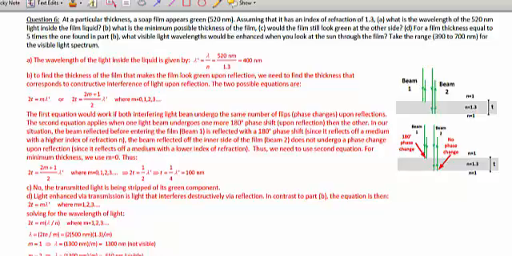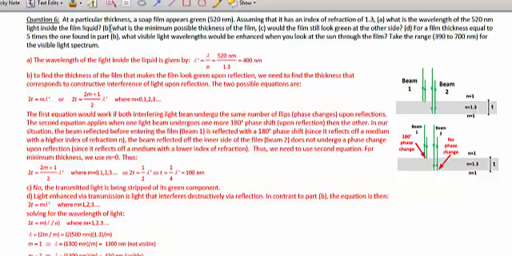Okay, in this question, they tell us at a particular thickness, a soap film appears green at a wavelength of 520 nanometers, assuming that it has an index of refraction of 1.3. What is the wavelength of the 520 nanometer light when inside the film liquid? Okay, this is an easy question. Inside the liquid, the wavelength is just lambda over n, 520 over 1.3, in this case 400 nanometers.